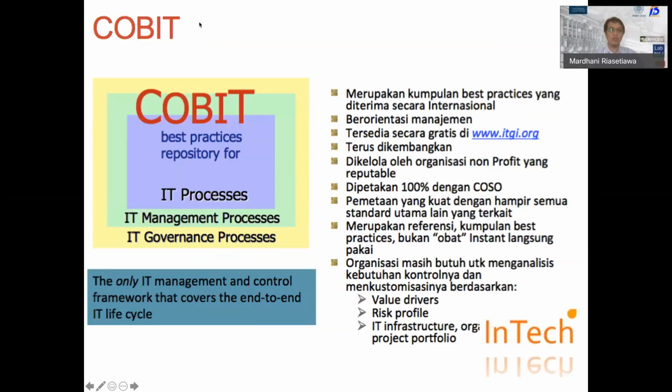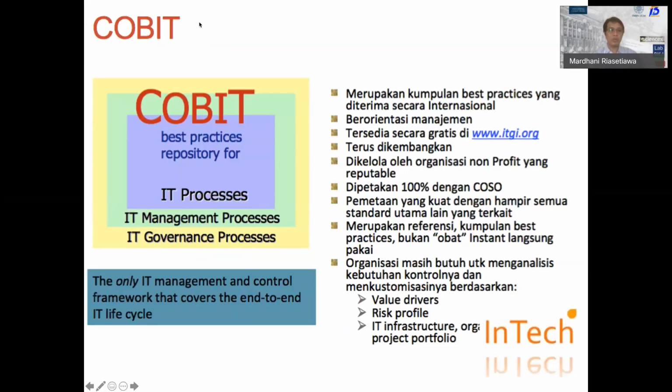And then we also need the IT management processes. This is the more managerial side of when we implement information technologies, and then also the IT governance process, or the role of IT that we need to implement in the company or organization.